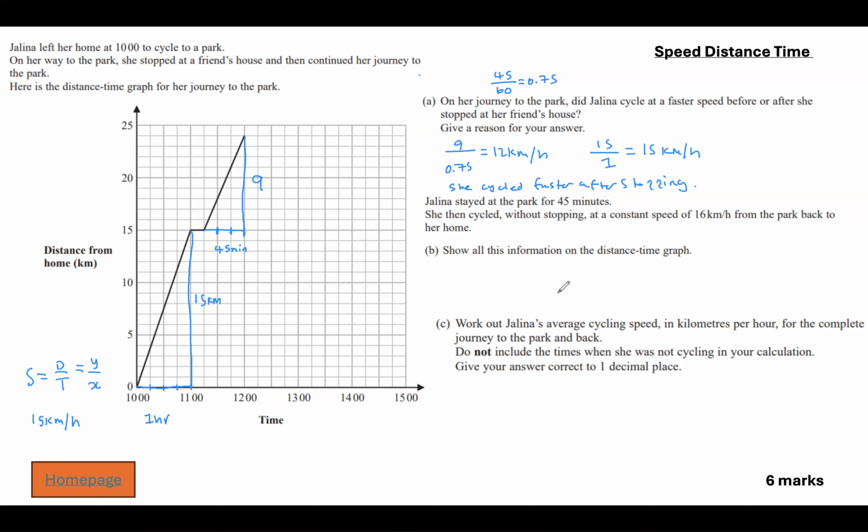Okay, let's have a go at part B then. Let's have a go at part B. I'm just going to rub some of this out to make it a little bit neater. So she stayed at the park for 45 minutes. So she gets to the park, she stays for 45 minutes. So we are going to be stationary for 15, 30, 45 up to this point here. And then we're going to use a ruler to draw this.